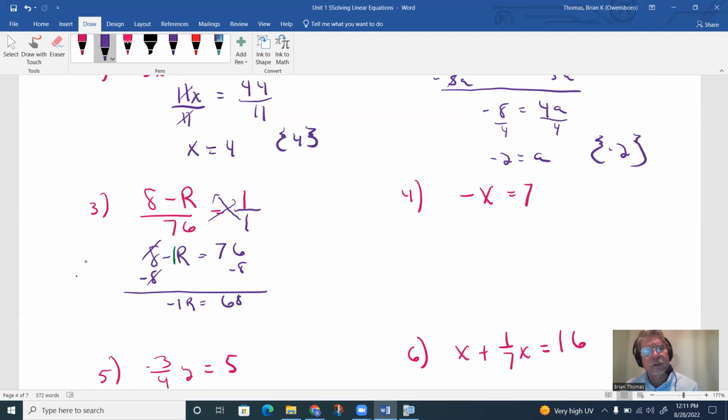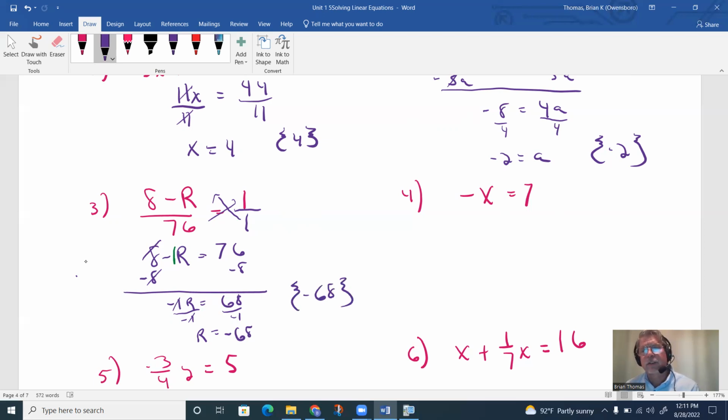So then to make the coefficient a positive 1, I have to divide each side by negative 1. And so r is going to equal, again, negative 1 divided by negative 1 will divide out. In other words, that becomes a 1r, or r. And 68 divided by 1 is still 68, but that negative makes it a negative 68. So therefore, our solution is going to be negative 68.